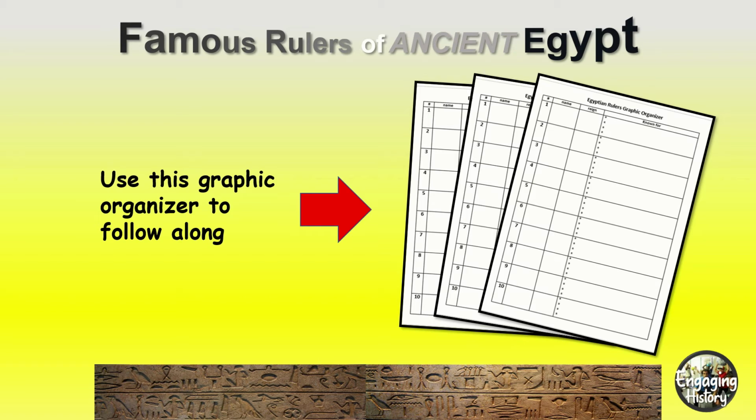Then we switch over to rulers. Now, to me, it's a natural progression to go from pyramids to rulers, because the rulers oftentimes were buried in those pyramids. So learning about those rulers is an important part of studying ancient Egypt. For this lesson, I've created a graphic organizer to have students list and organize information about 10 such rulers.